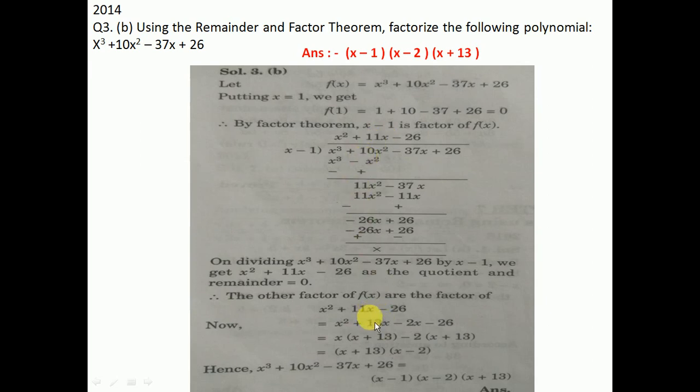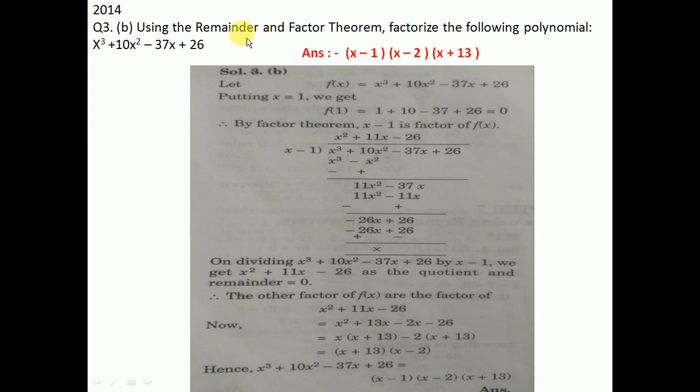So after splitting the middle term, you get x² + 13x - 2x - 26. Group these two: (x + 13) is common one time, (x - 2) is the other part. (x - 1) is already there. So these are the three factors of a cubic polynomial.